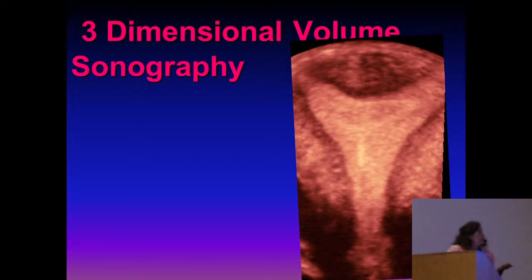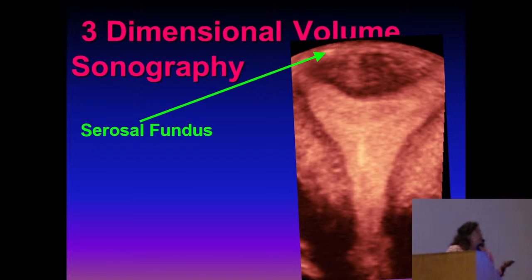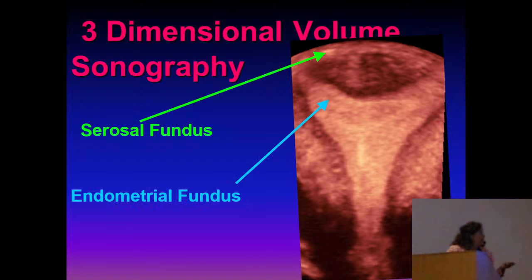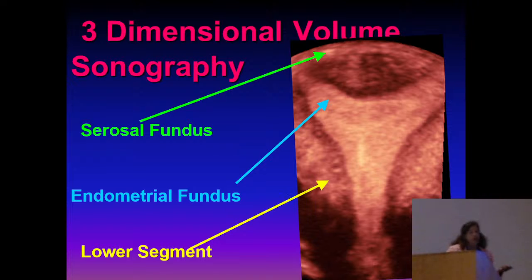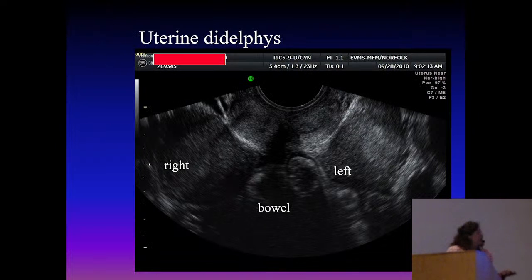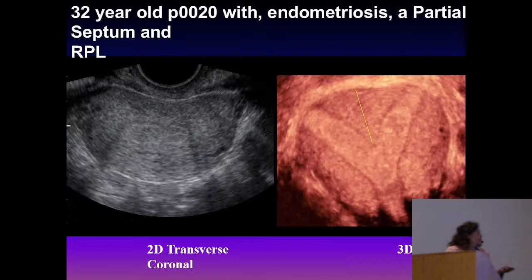So the uterine anomaly talk yesterday was excellent, but as you know, we don't have to convince you that the coronal view is so important because you could see the serosal fundus, the endometrial fundus, and the lower segment. And we heard about that. But this is definitely a didelphys because you have a lot of bowel right between the 2 horns that are separated. This is your septate. 2D, you can't really diagnose it well.